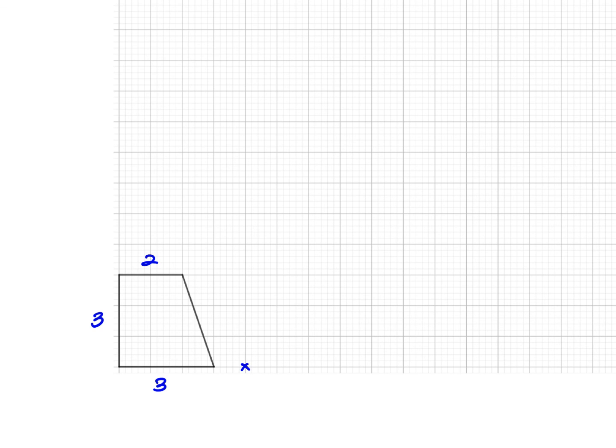Start from here, 1, 2, 3 times. Then 1, 2, 2 times, 3 times. I just count the number of squares there, times 3 only, right? Then 1, 2, 3 times. The teacher gave you a very simple diagram to draw. Sometimes it doesn't happen this way.